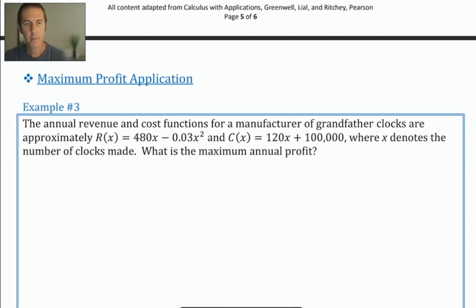And then finally, there's a maximum profit application problem. I'm not going to do this whole thing, but I will tell you. I say that I'm not going to do the whole thing, and then sometimes I just can't help myself. But let's see. So we've got a revenue and a cost function for the manufacturer of grandfather clocks, where x denotes the number of clocks made.